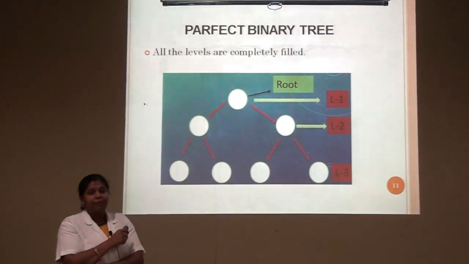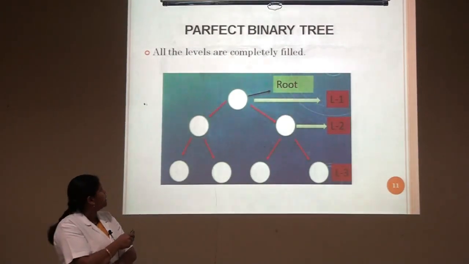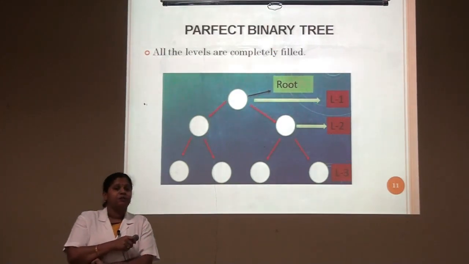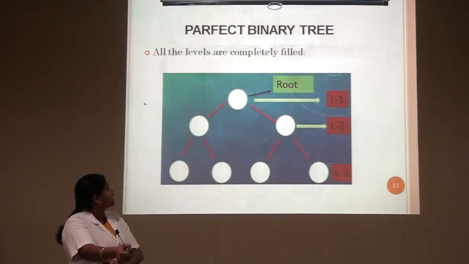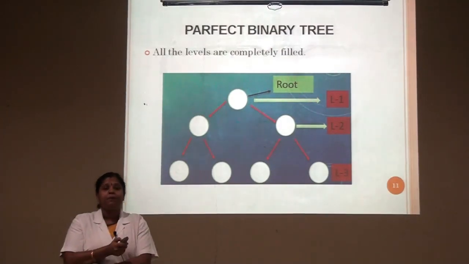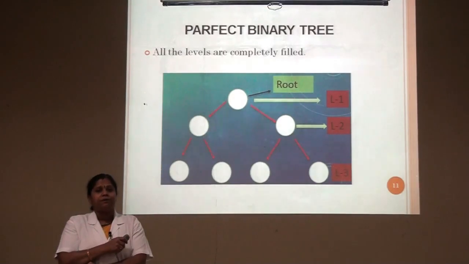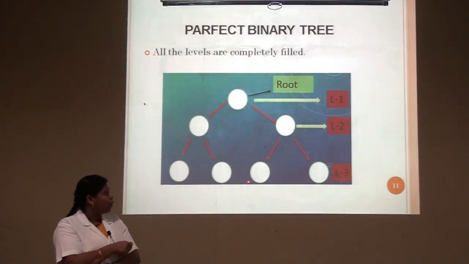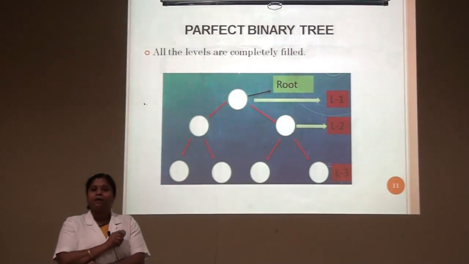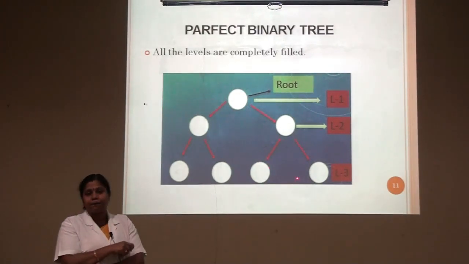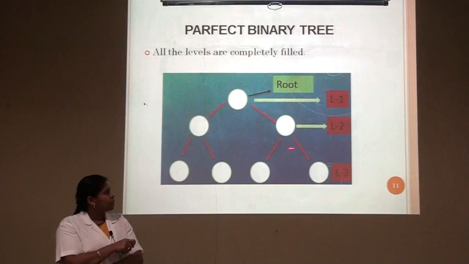Then next, perfect binary tree. In a perfect binary tree, all the levels are completely filled. What is the difference between the previous case and this case? In a complete binary tree, all the left children must be filled. But in a perfect binary tree, all the nodes in all the levels must be filled completely. For example, level 2 is filled completely, which means it should have both the left child and right child. So this is the difference.